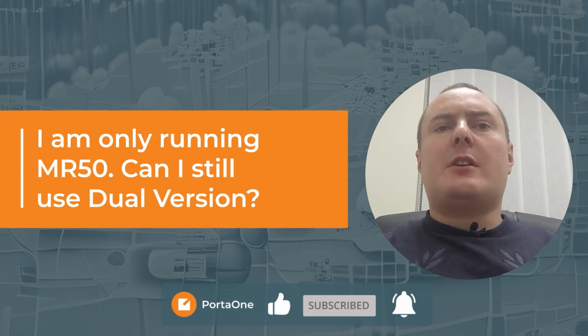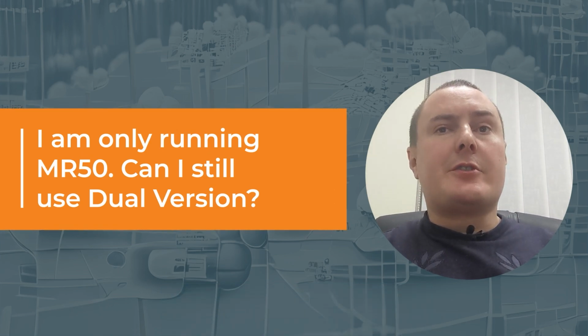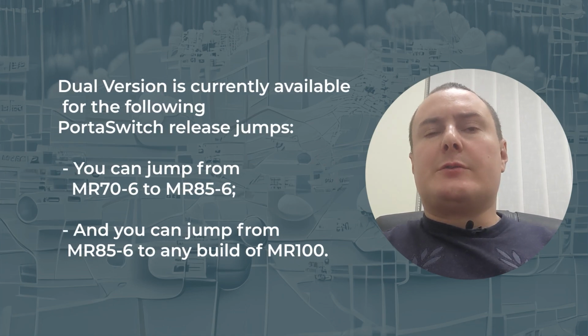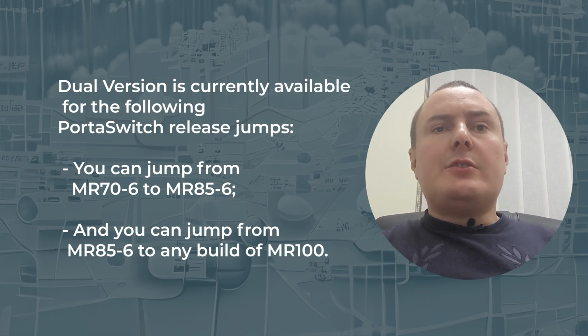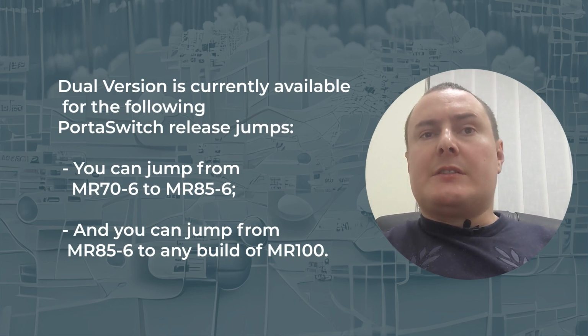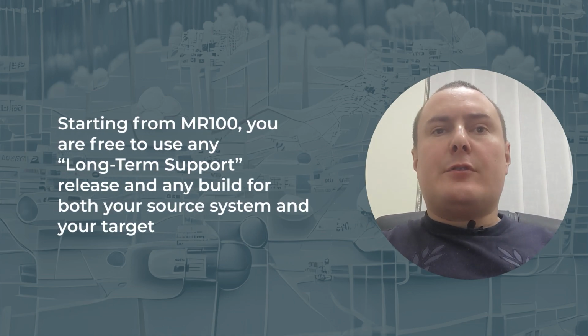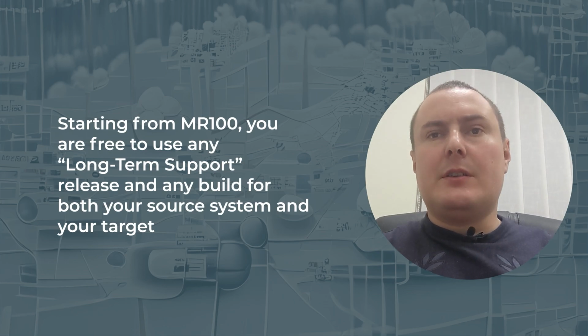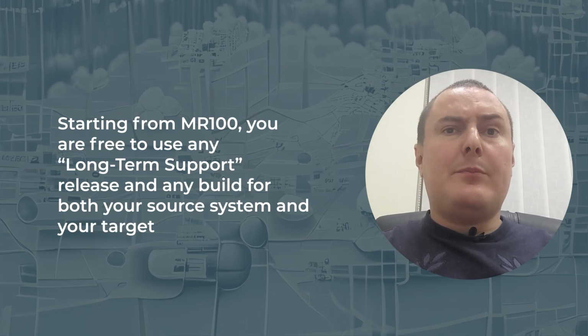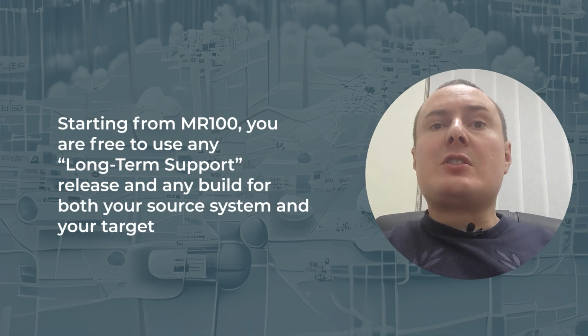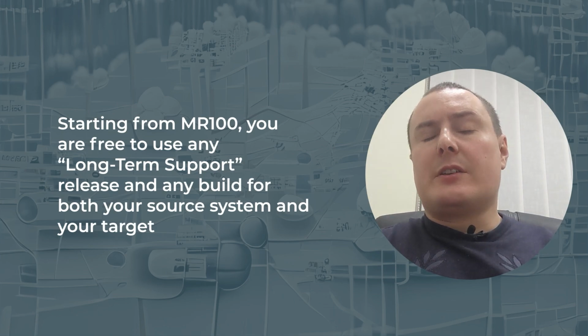I'm only running MR50. Can I still use dual version? Dual version is currently available for the following PortaSwitch release jumps. You can jump from MR70-6 to MR85-6. And you can jump from MR85-6 to any build of MR100. And starting from MR100, you are free to use any release and any build for both your source system, meaning your original system, and your target system, meaning the system you want to migrate to.